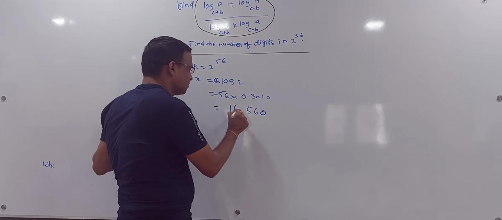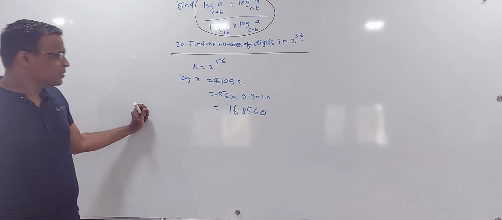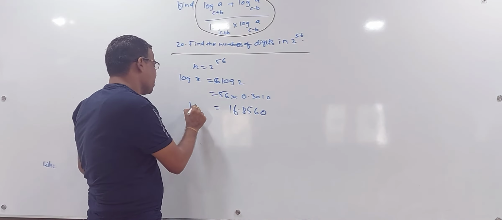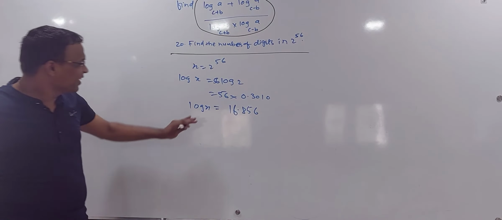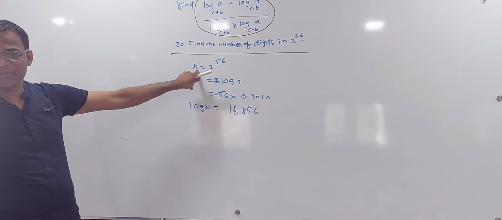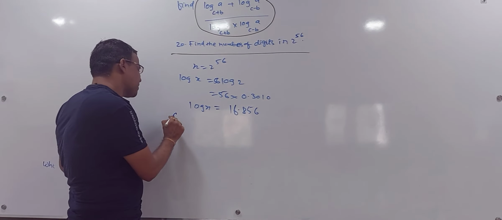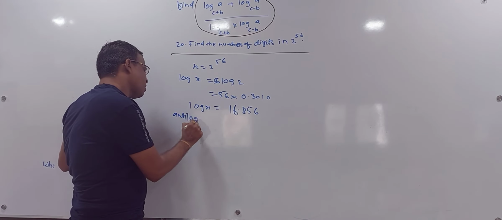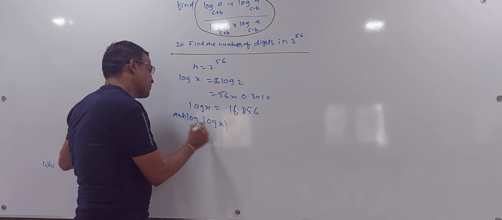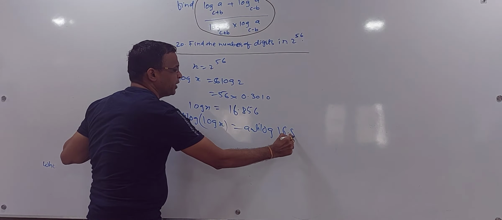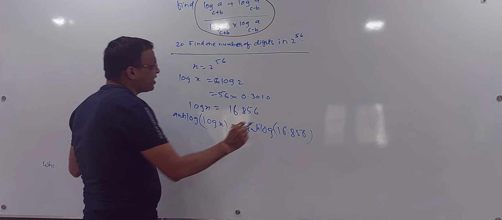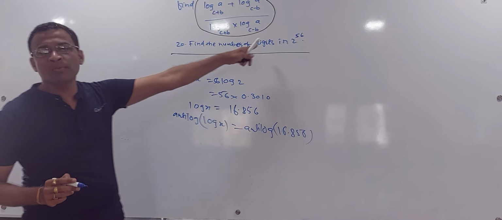So it is 16.856. Fine. So this is what I am getting for log x. So we had a value of log x, so taking anti-log of both sides. So anti-log of log x is anti-log of 16.856. I am not interested in the value because the question asks to find the number of digits.